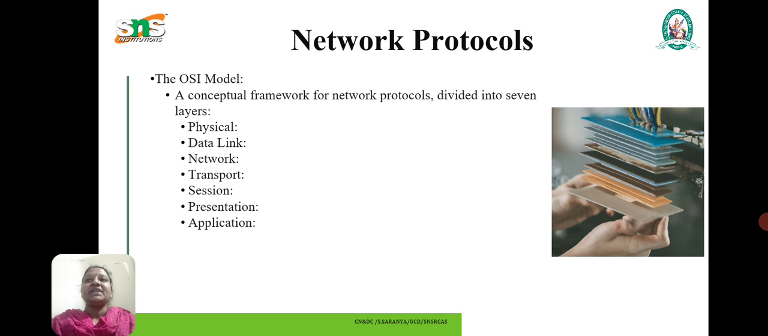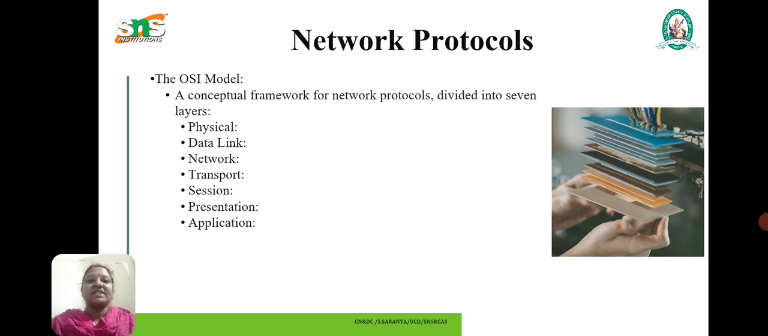Network protocol. Network protocols are like the universal language of data communication. They define the rules and procedures the devices must follow to exchange data reliably and efficiently. These protocols ensure compatibility between devices from different manufacturers and operating systems, allowing them to communicate seamlessly. One widely recognized model for network protocol is the OSI, that is Open System Interconnection Model. In that model, we have the 7 layers.